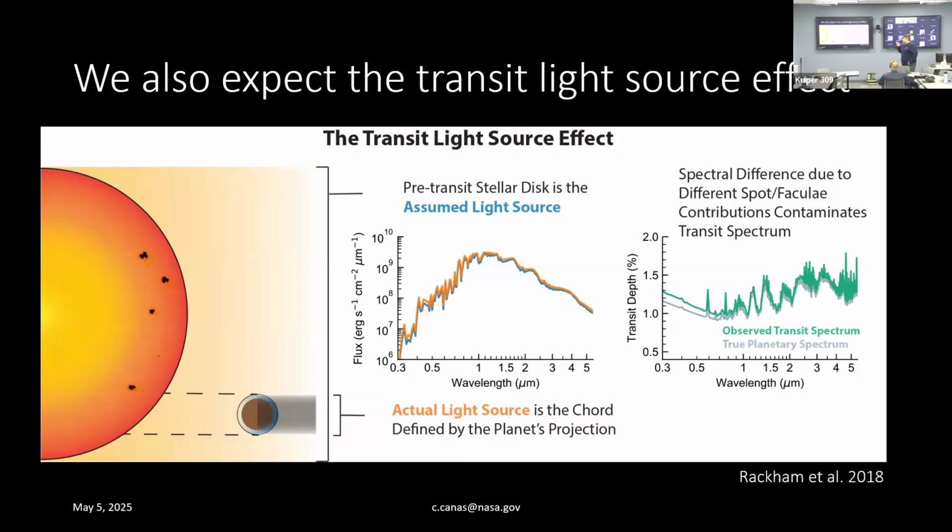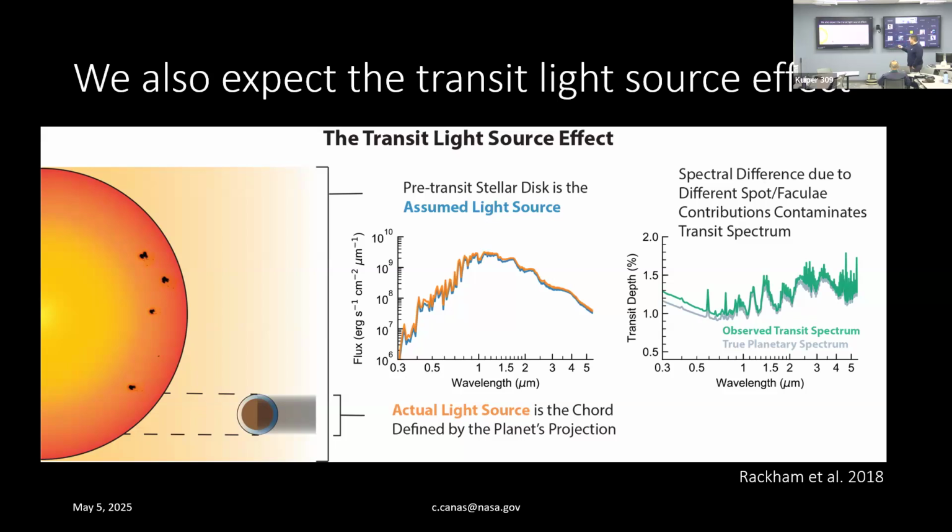Now, I just discussed that we did have spot crossing events. I also want to say we expect the transit light source effect. And so we see spots in the transit portion. We see them being occulted by the planet. Naturally, we aren't expecting spots to be just at the latitude that we see our planet cross. So we're also expecting unocculted spots on our star.